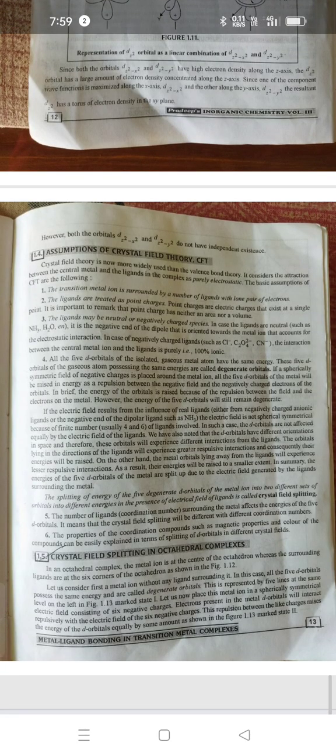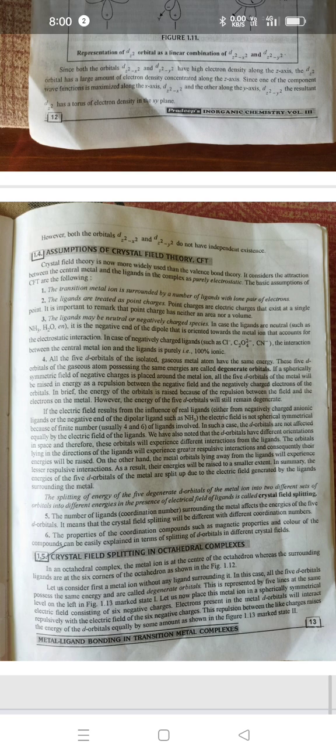Now we will study some assumptions of the crystal field theory. It's also called CFT. Crystal field theory is now more widely used than the valence bond theory. It considers the attraction between the central metal ion and the ligand as purely electrostatic. There are some postulates. The transition metal ion is surrounded by a number of ligands with lone pairs of electrons. The ligands are treated as point charges. Point charges are electrical charges that exist at a single point. It is important to remark that point charges have neither an area nor a volume. The ligand may be a neutral or negatively charged species.